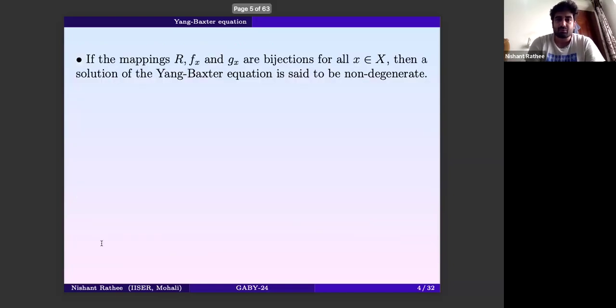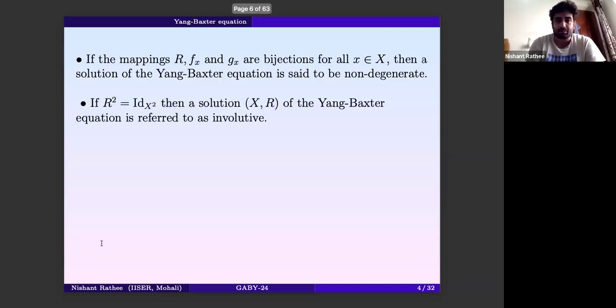As we defined, if R, f_x, and g_x are bijections for all x, then the solution is called non-degenerate. This is also a big class of solutions which people study. If its square is the identity, then the solution is called involutive, as usual.